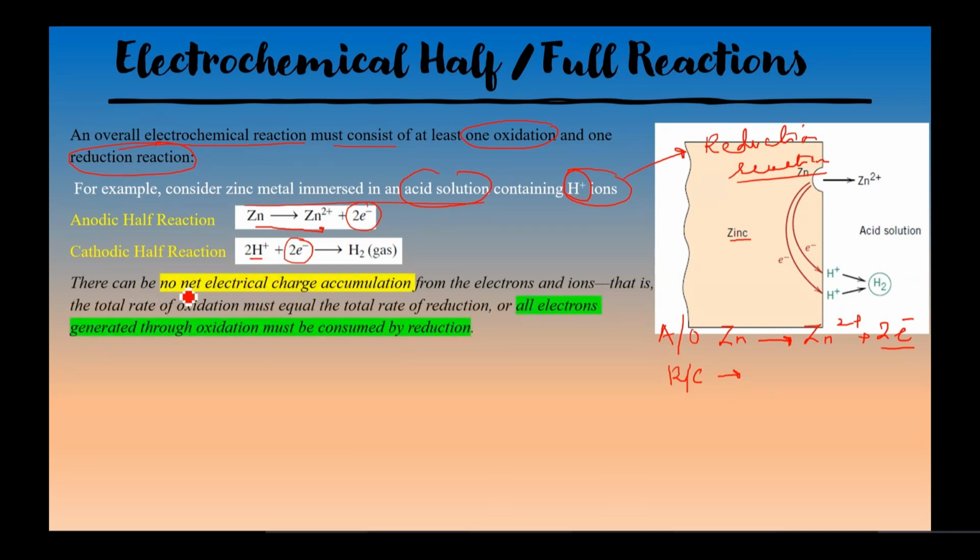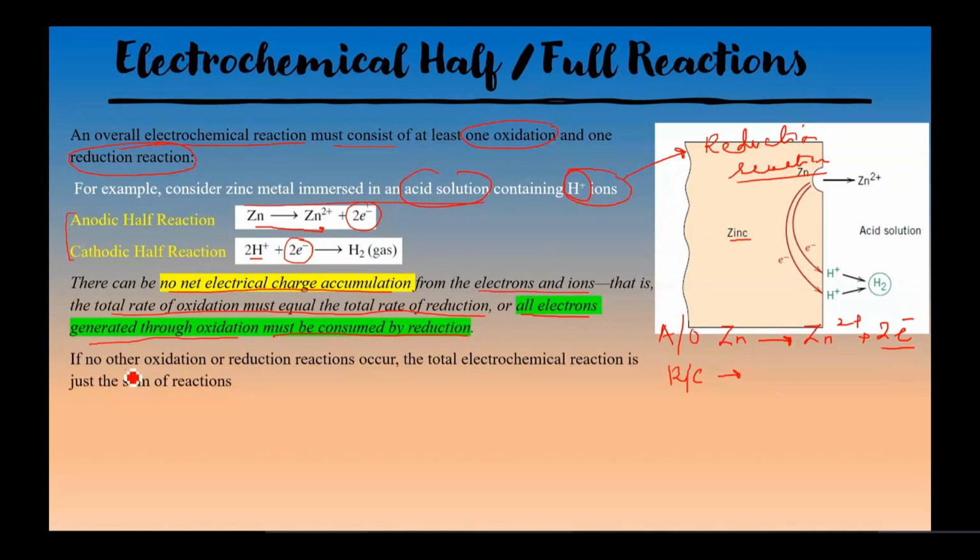It says that there could be no electrical charge accumulation from the electrons and ions for the overall electrochemical reaction. That is, the total rate of oxidation must equal the total rate of reduction, or in other words, all the electrons that are generated through oxidation must be consumed by the reduction for the overall electrochemical reaction.